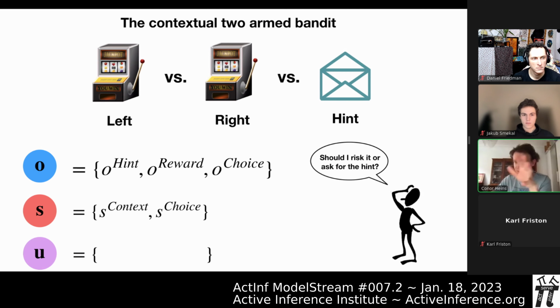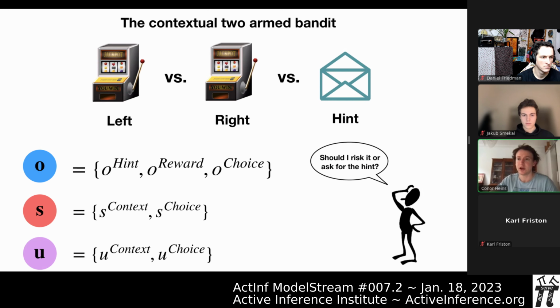And finally, as Carl was just explaining, for each hidden state factor, you also have a control factor. So we'll have a context control factor, which, as we'll see, is trivial since the agent can't control the context in this particular simulation, and a choice control factor, which is the control factor that allows the agent to model its own actions or choices.